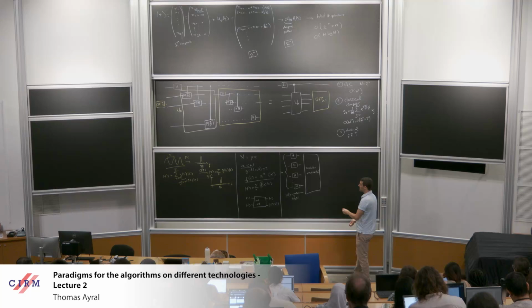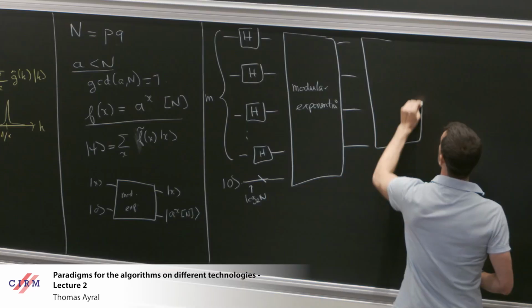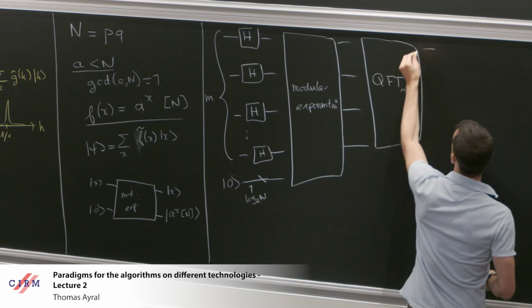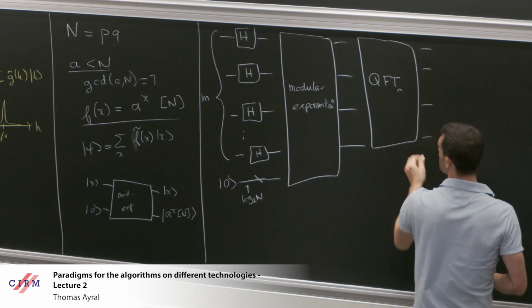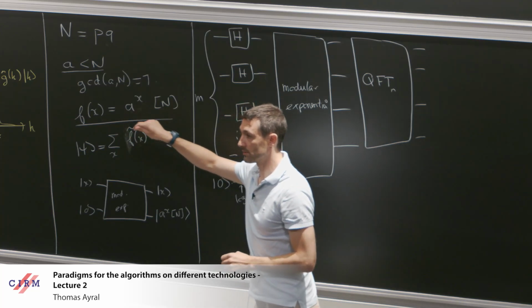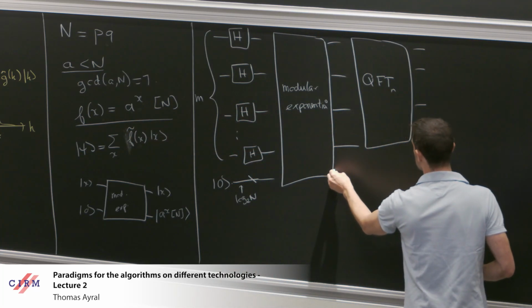But nevertheless, now this is what we start with. And I want to convince you that if I do this circuit and then do a quantum Fourier transform here, then I should be able to extract the period of f, which is what I'm looking for. Okay? So let's see how it works.